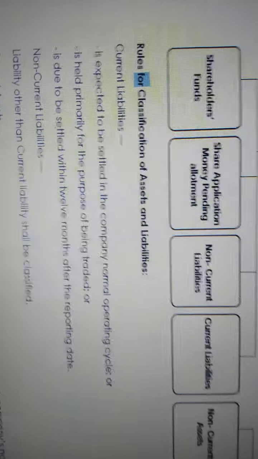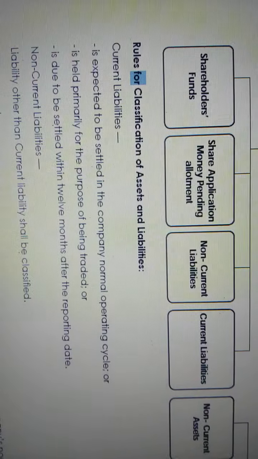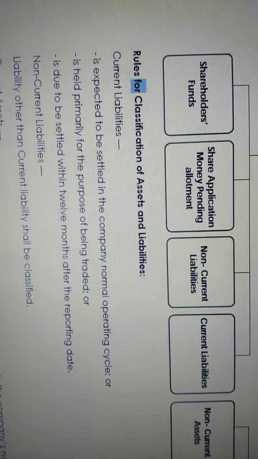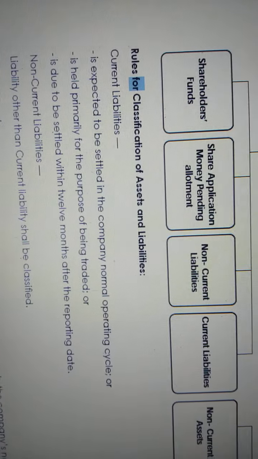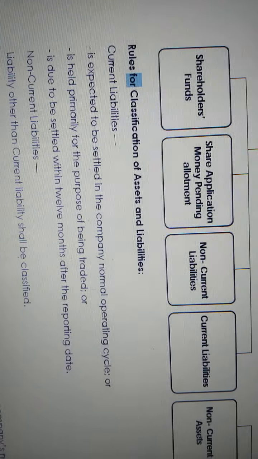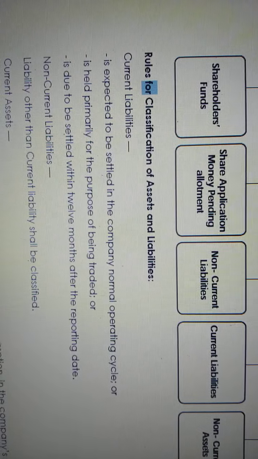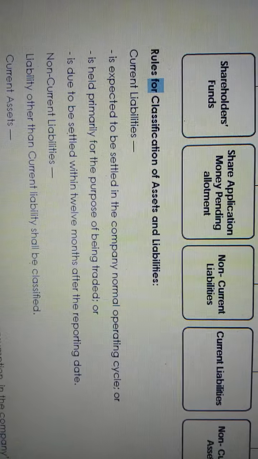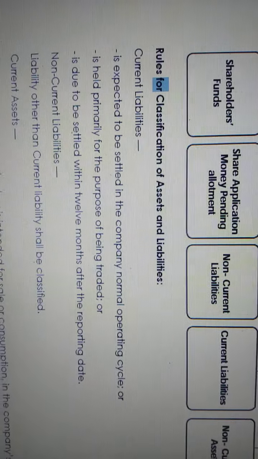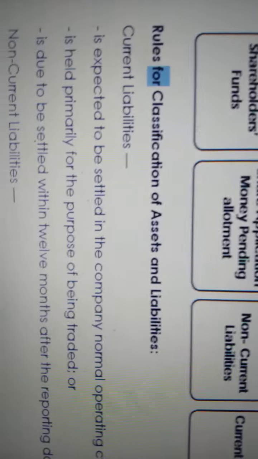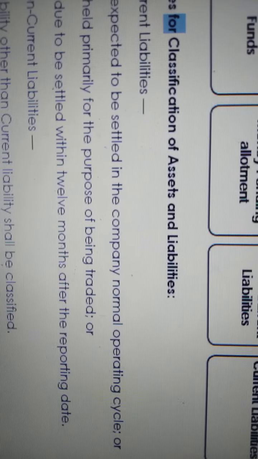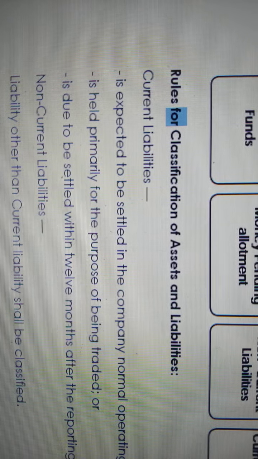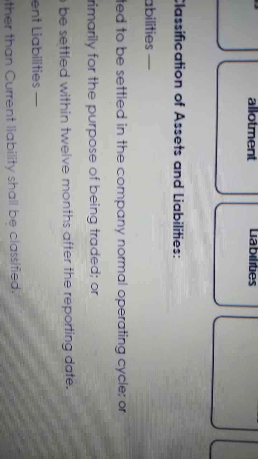What is current liability generally? As per our old balance sheet, please remember, if anything is payable within 12 months, then it is a current liability, correct or not? That is the only classification we know normally. That is also given here, and other points. What is the first one? Current liability is expected to be settled in the company's normal operating cycle. What are they trying to say here?